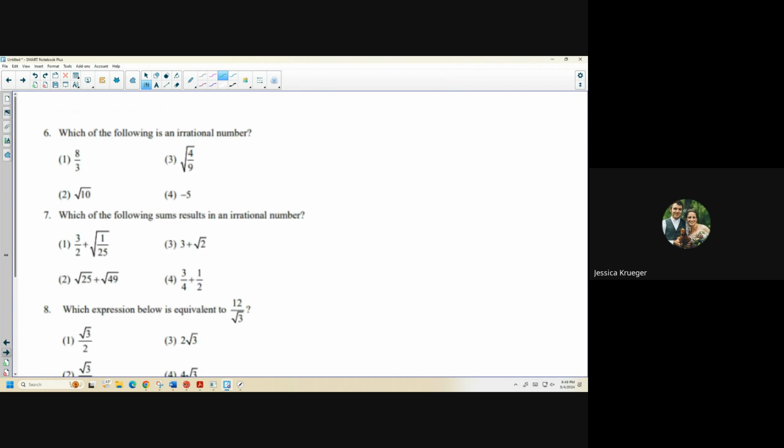Which of the following is an irrational number? An irrational number means a decimal that does not repeat or end. So 8/3, that's rational. It's already a fraction. -5 is an integer. That's rational.